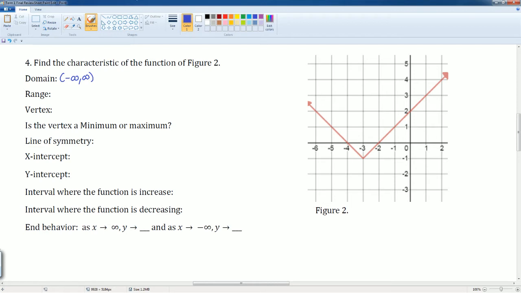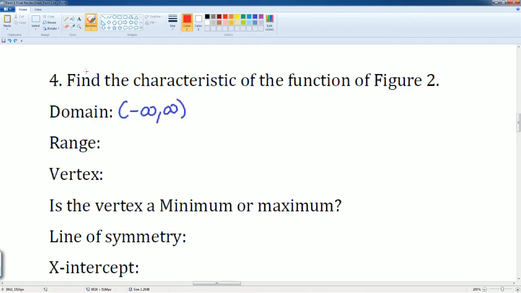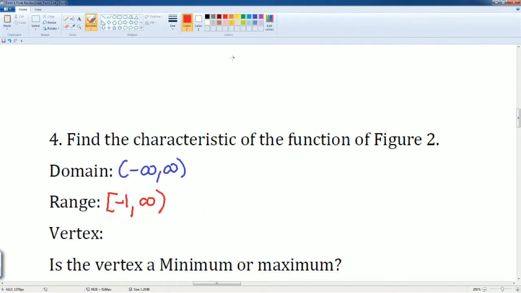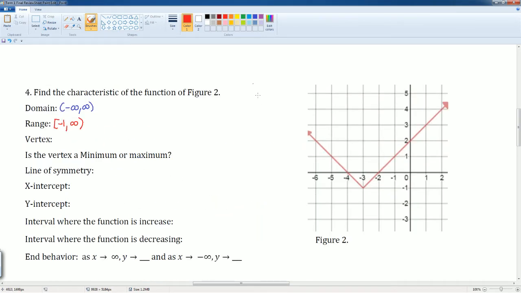Let's look at the range. We saw that the range is the lowest value here. It's -1 that goes all the way up to positive infinity. So it would be -1 comma positive infinity. It touches the -1, so we put the bracket, and this is infinity, so we open it. Next, let's look at the vertex. The vertex is the point that it turns, maximum or minimum. It is this point, which is -3 comma -1. So that is its vertex.